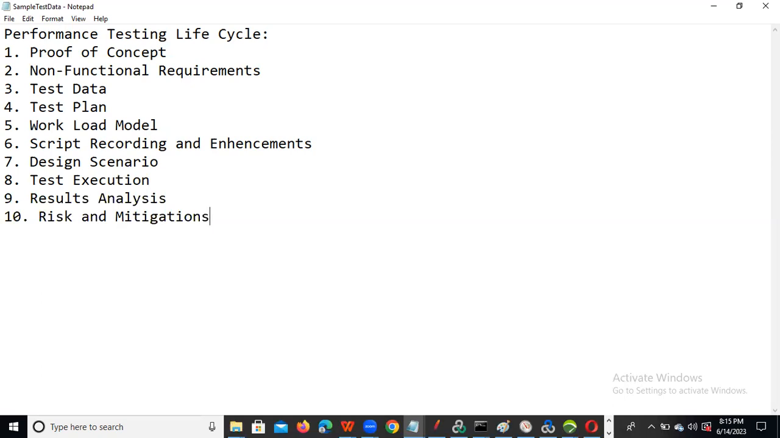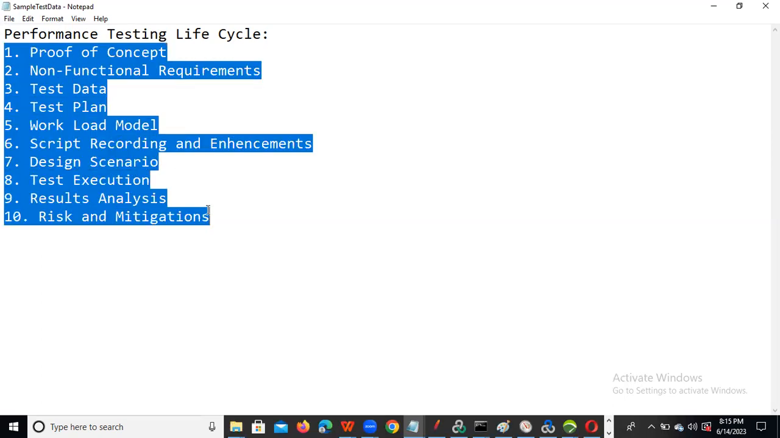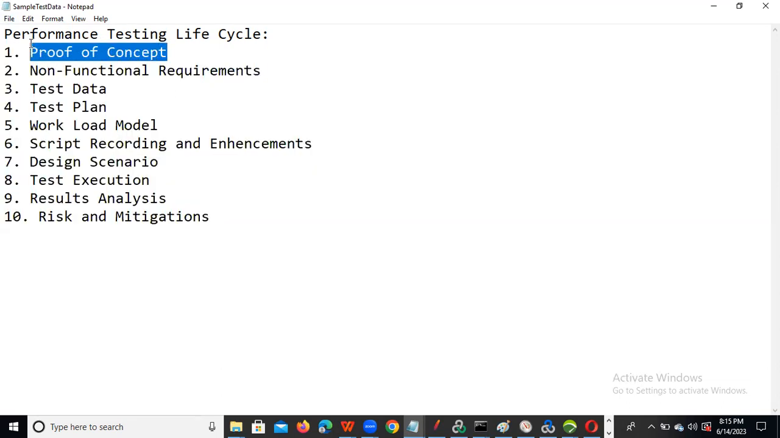So for performance testing, all these 10 points are important; this is the performance testing life cycle. The first is proof of concept, then non-functional requirements gathering, test data preparation, test plan, workload model, script recording and enhancements, designing the scenario, execution, result analysis and reporting and recommendation, and risk and mitigation also. Using these 10 points only we can do performance testing. So first we come to proof of concept. What is proof of concept? Anyone have any idea?